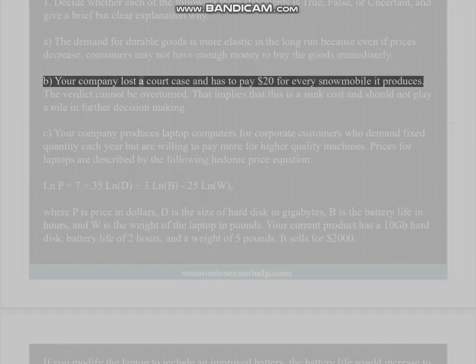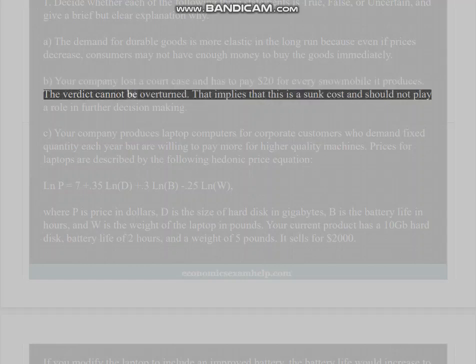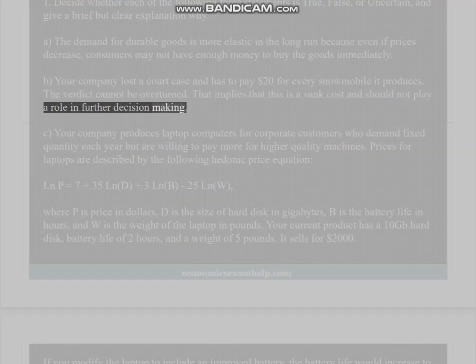B. Your company lost a court case and has to pay $20 for every snowmobile it produces. The verdict cannot be overturned. That implies that this is a sunk cost and should not play a role in further decision-making.